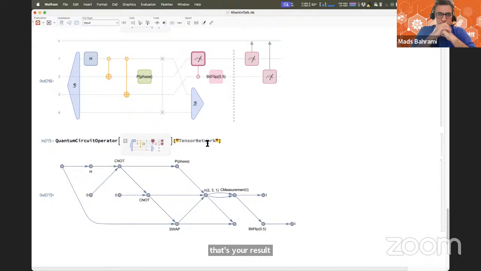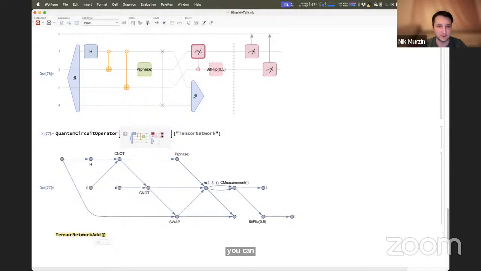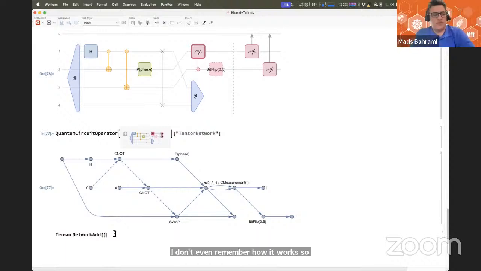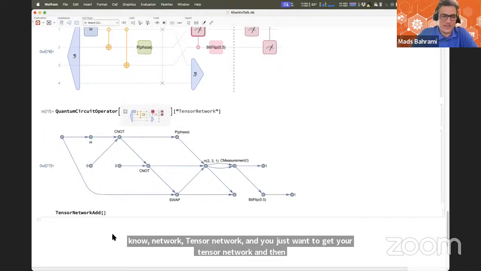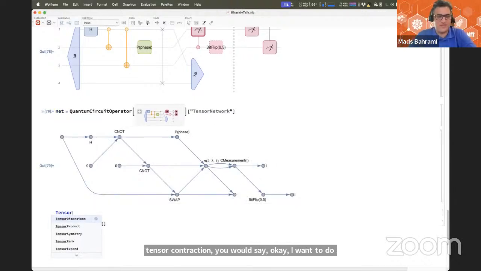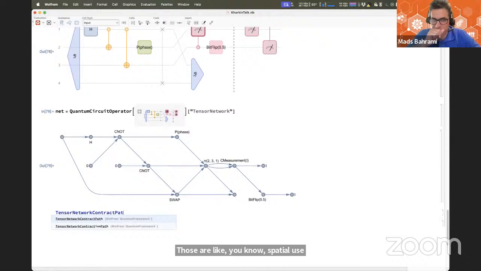You don't necessarily have to work with it directly, but you can. There's some functionality, but it's not very documented. You can add tensors to it. I don't even remember how it works, because I don't use it often. But this would be interesting for people who have a very fancy tensor network and just want to get their tensor network. Then when it comes to doing the tensor contraction, you would say, okay, I want to do it in a fancy way, using GPU and other things. Those are special use cases that people can use.